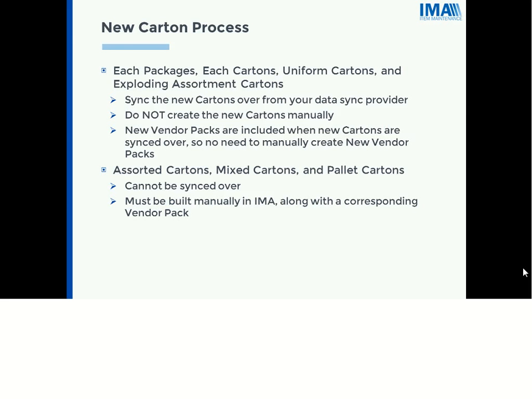And new vendor packs are included when cartons are synced over. So that means if you're syncing over your new cartons, it's going to automatically sync over new vendor packs as well. Whereas if you manually create your new cartons, you also have to create a new vendor pack for that new carton manually. And if you're doing assorted cartons, mixed cartons, or pallet cartons, those cannot be synced over, and you do have to build them manually in IMA, just like when you initially built the items. And so you would have to add that corresponding vendor pack.